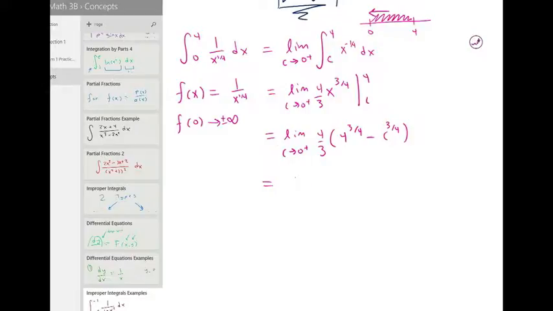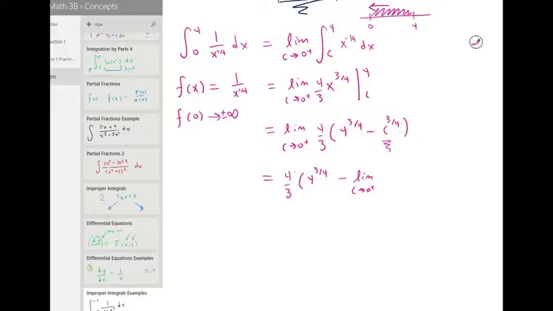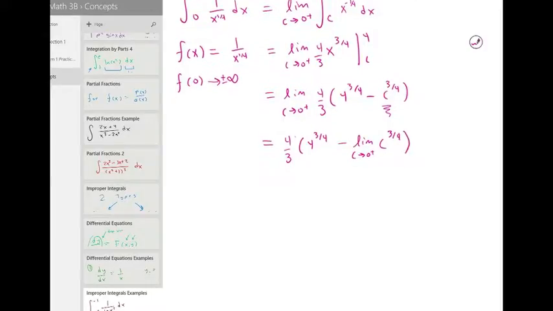And since this part is the only part that depends on c, we can rewrite this as 4/3 times 4 to the 3/4 minus the limit as c approaches 0 from the right of c to the 3/4. And as c approaches 0, for c to the 3/4, we just get 0.